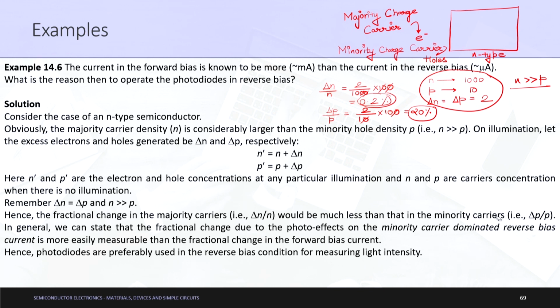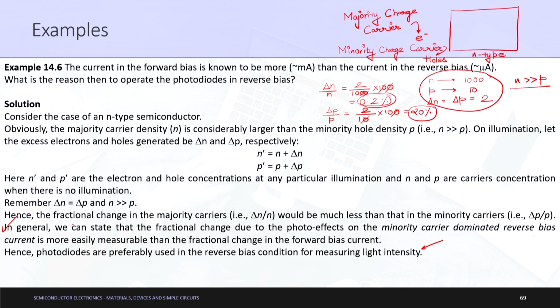Okay. So, let me read the last line again. The last line simply states that in general we can state that the fractional change due to the photo effects on the minority carrier dominated reverse bias current is more easily measured than the fractional change in the forward bias current. Hence, photodiodes are preferably used in the reverse bias condition for measuring the light intensity.